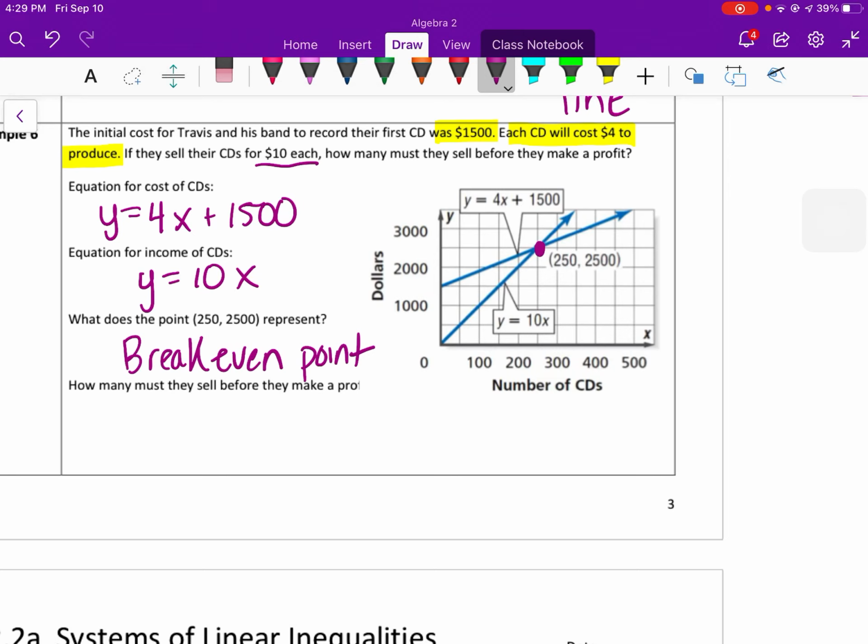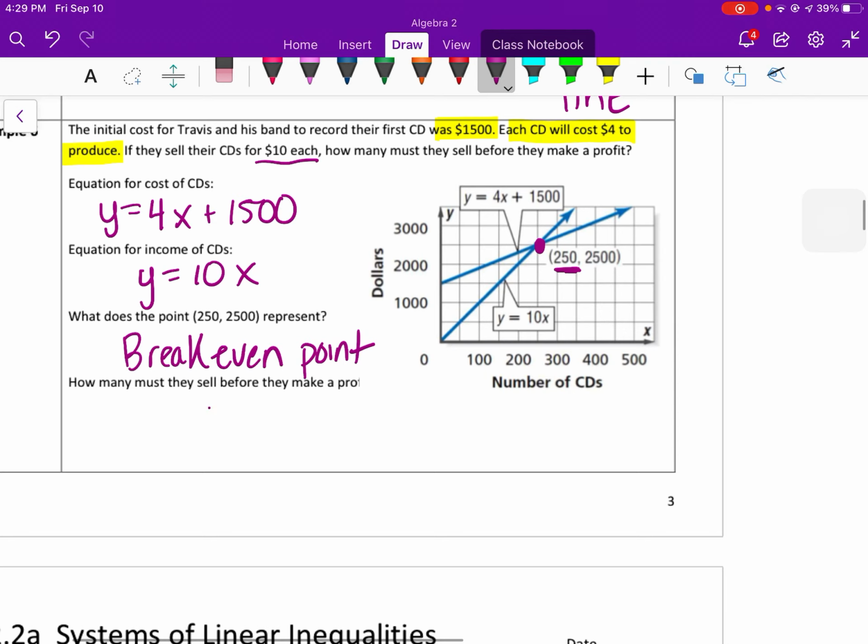So how many must they sell before they make a profit? Well, at 250 CDs, their income is equal to their cost. So in order to make a profit, they have to sell any number of CDs greater than 250. So they would start making profit at CD number 251, because you can see their income equation would then be slightly higher than their cost equation past that point.